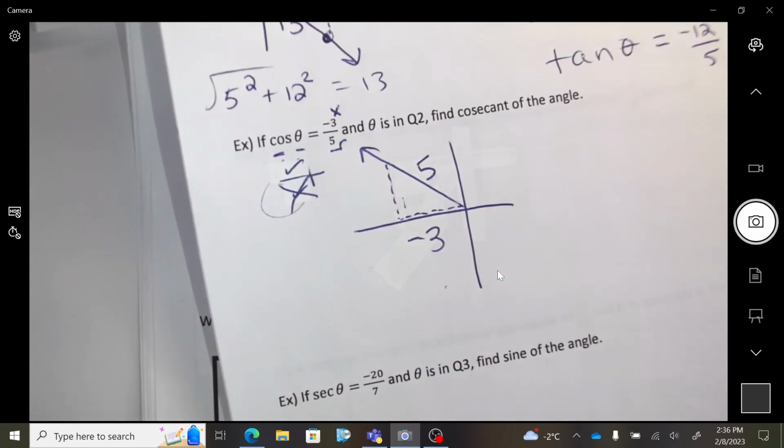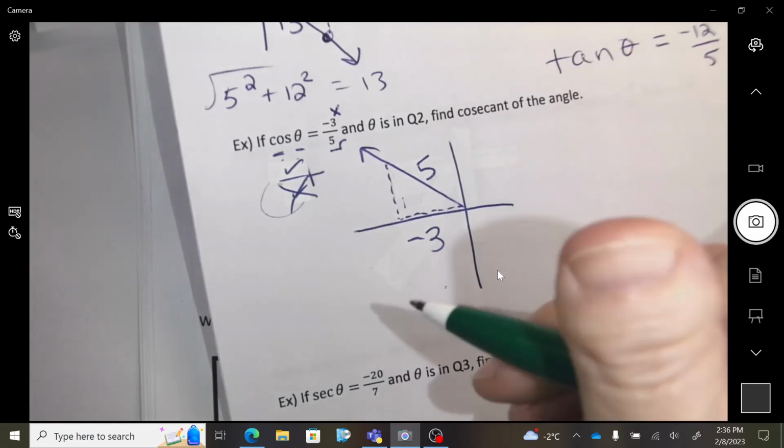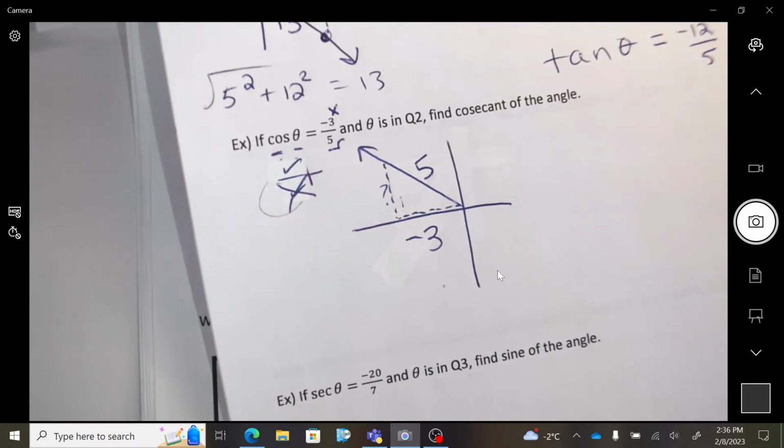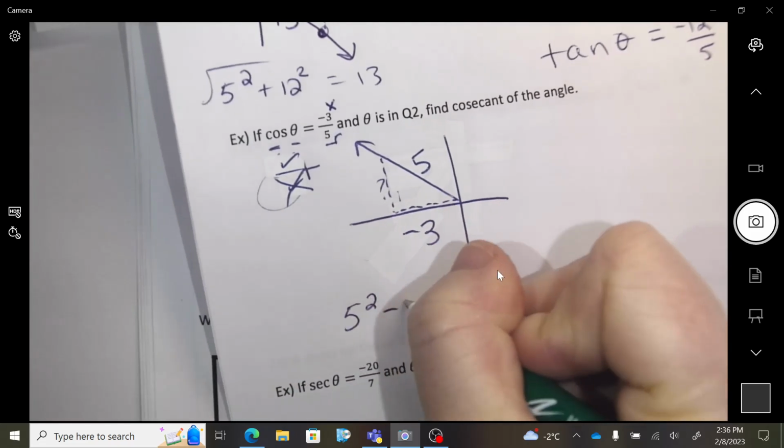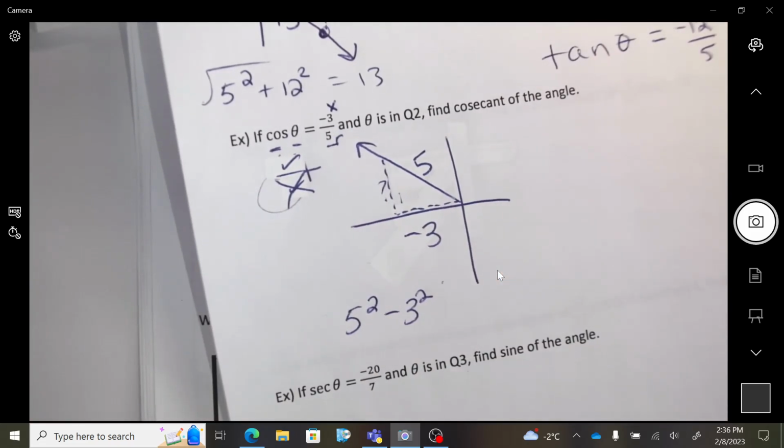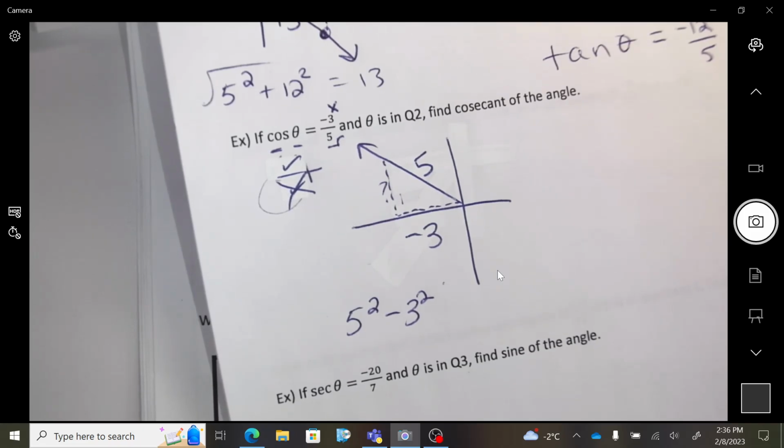So 5 squared minus 3 squared. Okay, so I need Pythagorean theorem. Are you getting a big side or a small side? Small side. So I'm going to do 5 squared subtract 3 squared. Do you notice how I'm not dealing with negative 3? Just do the values.